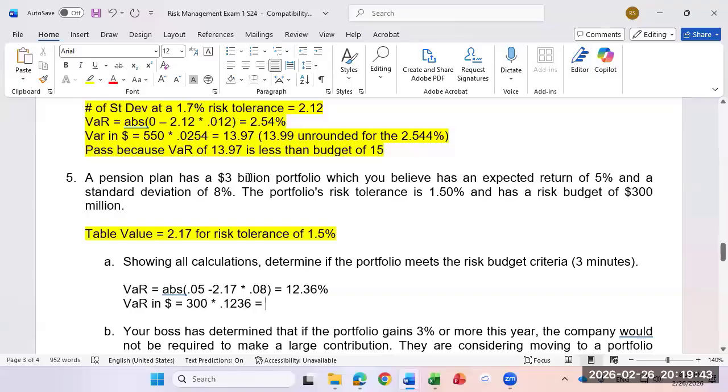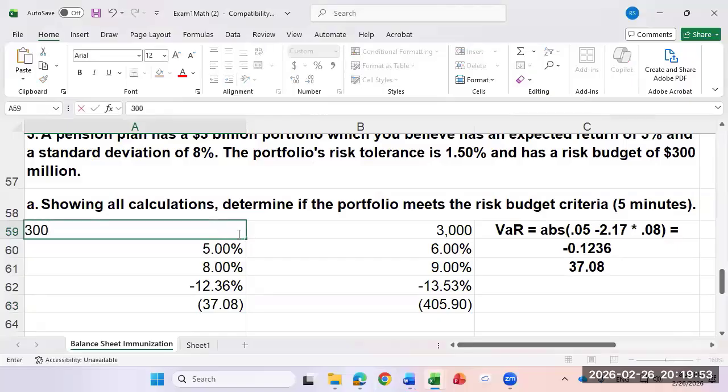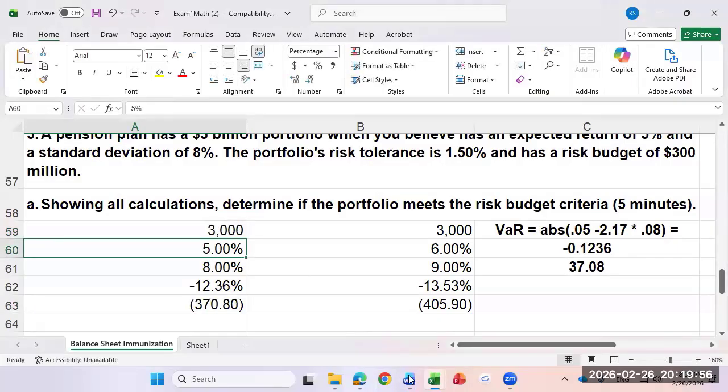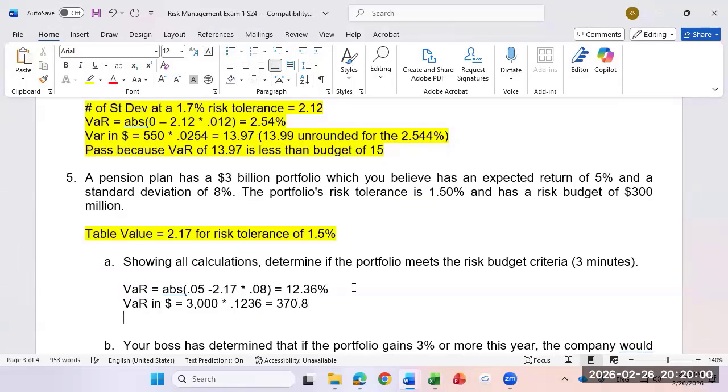Did I have it right? I'm sorry. It's a $3 billion portfolio, so I did have it. 3 billion, and the budget's 300. So I did it backwards. All right, so 370.8. They failed because the VAR of 370.8 is greater than the budget of 300.